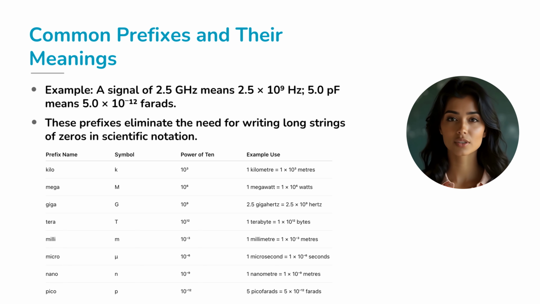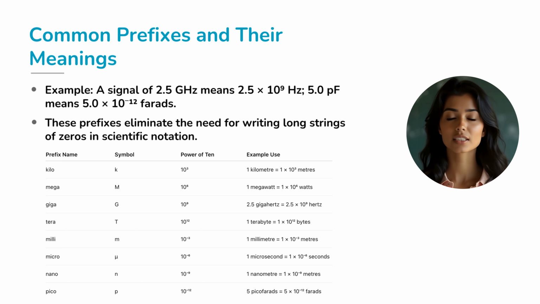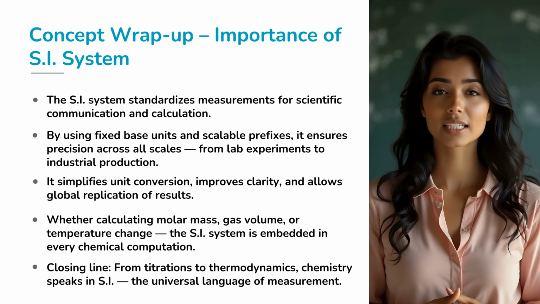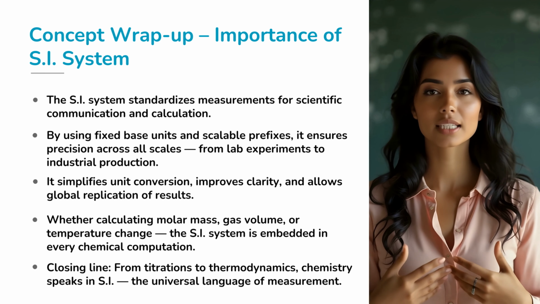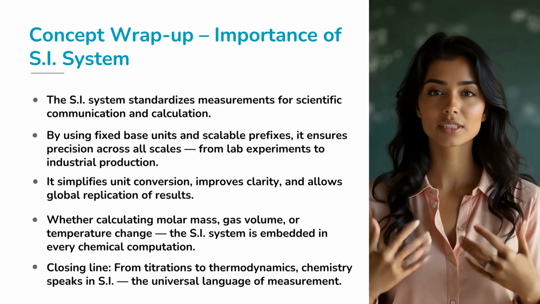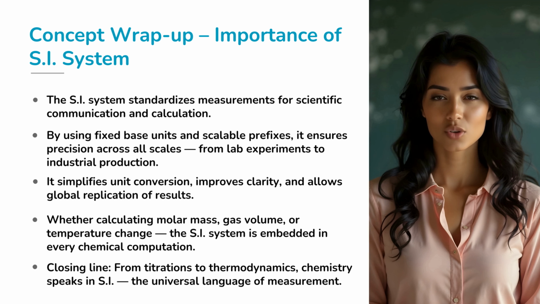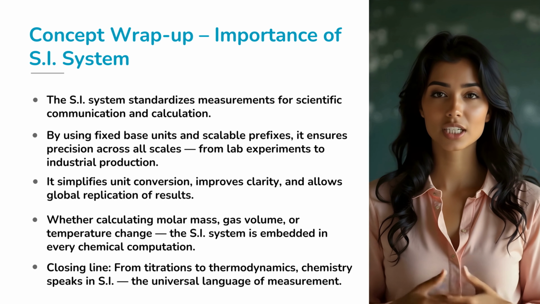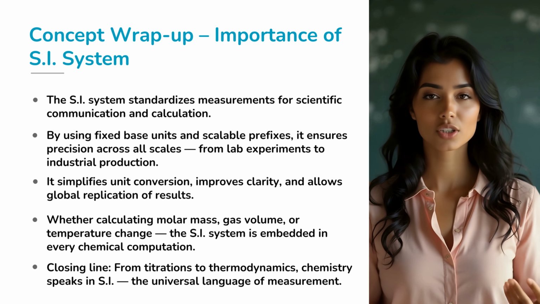These prefixes are more than mathematical shortcuts. They are tools that help chemists, physicists, and engineers describe phenomena that stretch from atomic scale to cosmic distances, all using the same system. So, to wrap it all up, the SI system is not just a set of units, it's the universal grammar of science. It allows chemists from different countries, backgrounds, and fields to collaborate and speak the same scientific language. Whether you're measuring how much sodium hydroxide is needed for neutralization or calculating the enthalpy change of a combustion reaction, the SI system is there to bring clarity, precision, and structure.